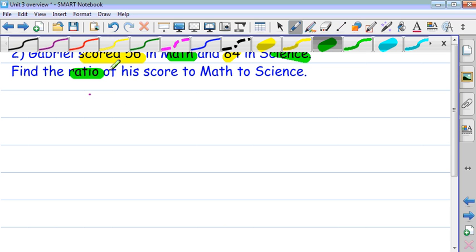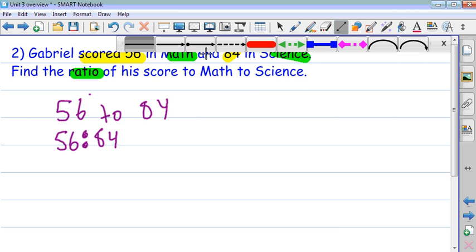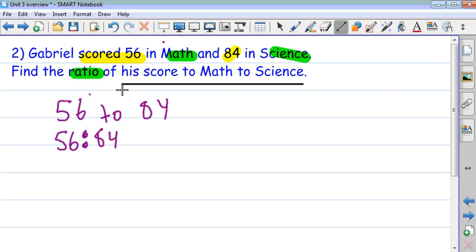So here we go. We're going to do this as 2 ratios. The first one is easy. It's 56 to 84. The next one I can write down as 56 colon 84. Now, here's the part that we need really importantly. Oh, and I almost forgot. We need to underline the sentence right here. Find the ratio.